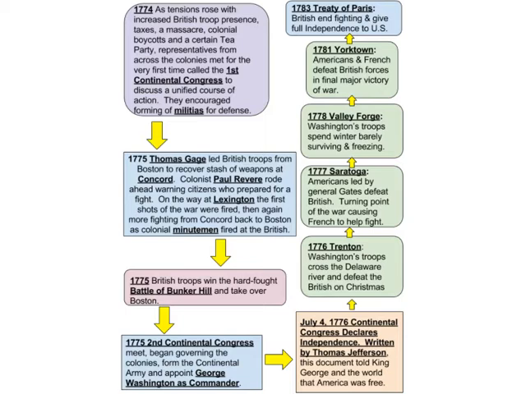Thomas Gage was a British general, and he led British troops from Boston. As I said, Boston was filled with British troops now. He led these troops from Boston to recover a stash of weapons at the nearby town of Concord, Massachusetts, right near Boston. Well, I already mentioned him earlier, the colonist Paul Revere. He rode ahead. We know this is Paul Revere's midnight ride.